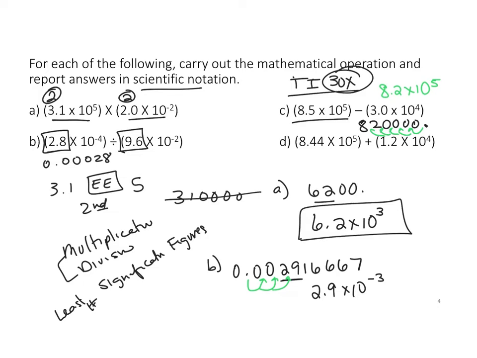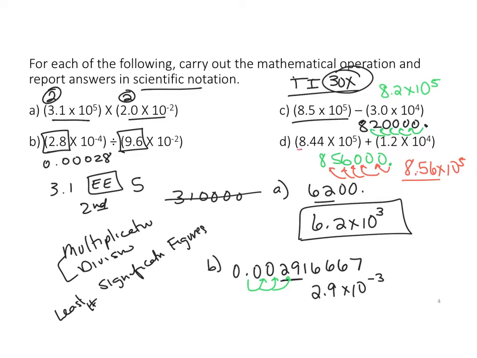Okay, and then here we have 8.44 second E to the fifth plus 1.2 second E to the fourth, and that is 856,123. And I need to get that in scientific notation. That's a big number, so I need to move that decimal 1, 2, 3, 4, 5. 8.56 times 10 to the fifth, which is okay.